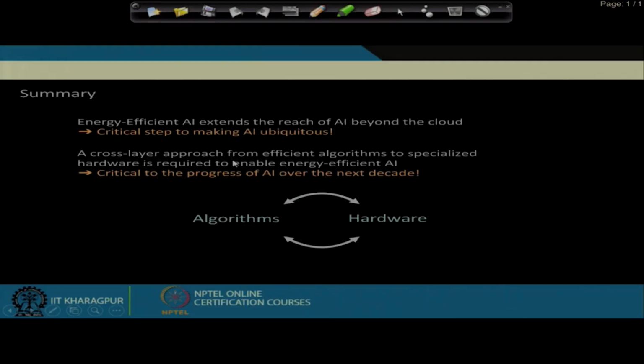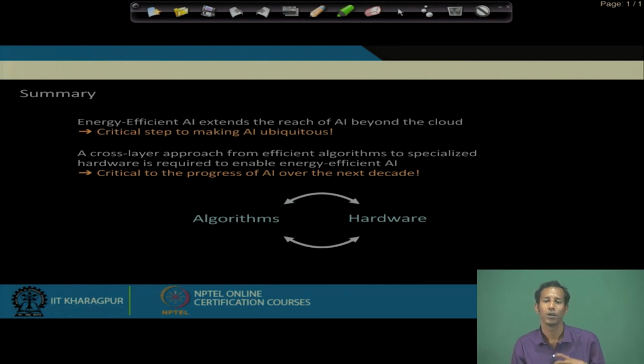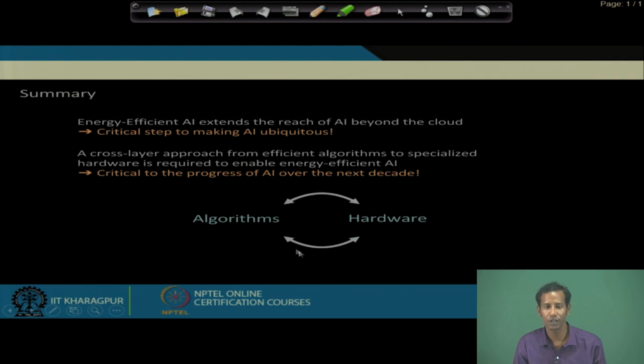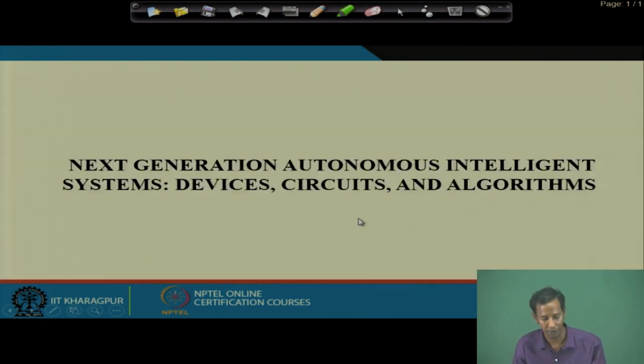The summary is that energy efficient AI extends the reach of AI beyond the cloud. So in the era of edge computing, the hardware should be energy efficient so that I can get the benefit of high processing power as well as low energy. Here we need innovation; there is challenge and scope in algorithm development for AI as well as hardware development for AI.